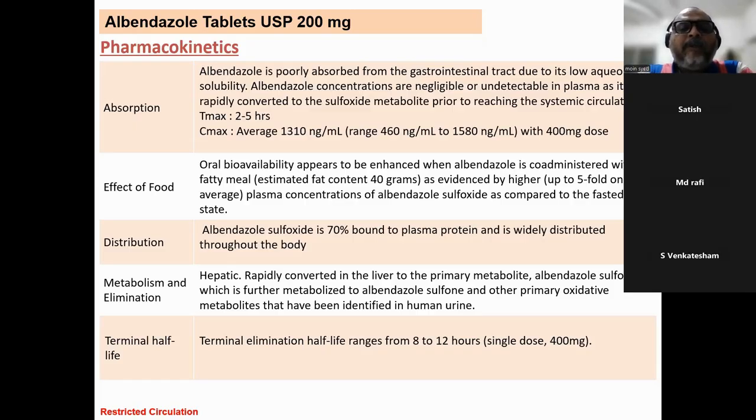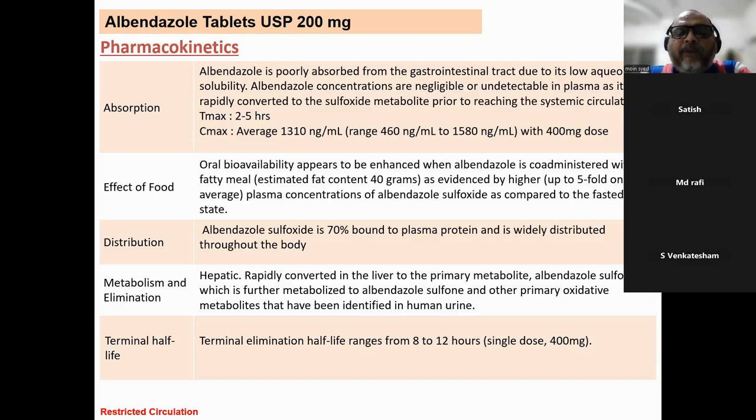Then distribution, albendazole sulfoxide is 70% bound to plasma protein and widely distributed throughout the body. This might not be of that importance for us, but for the clinician, it is again important. Then metabolism and elimination, this is again for formulation development. It might not be important, but it will be very important information for the clinician.